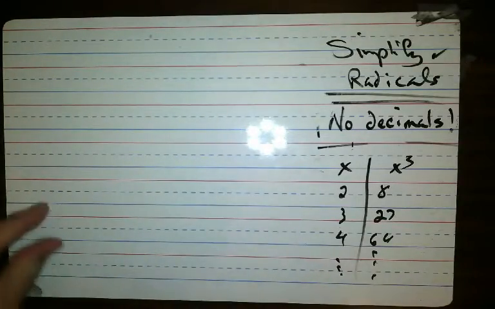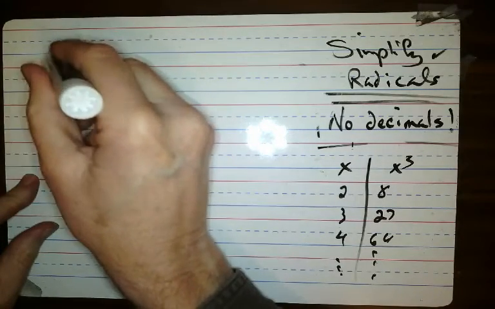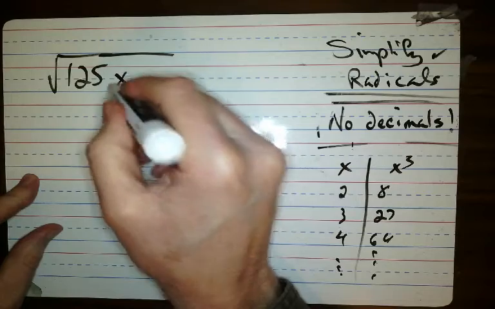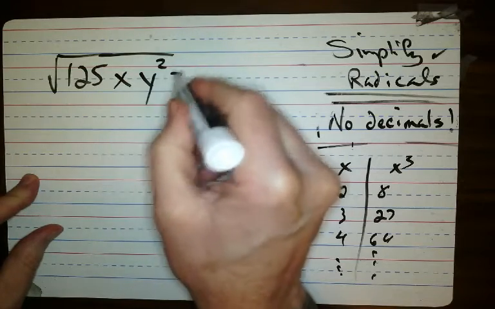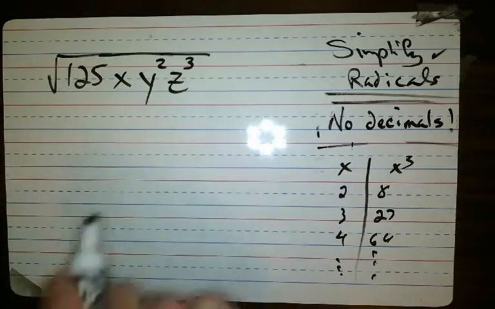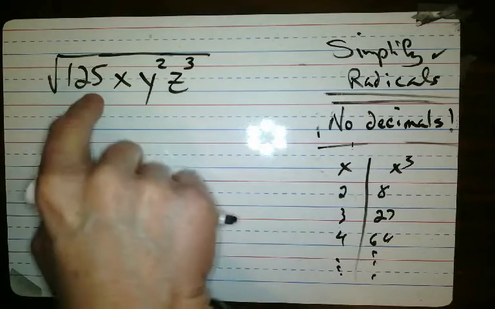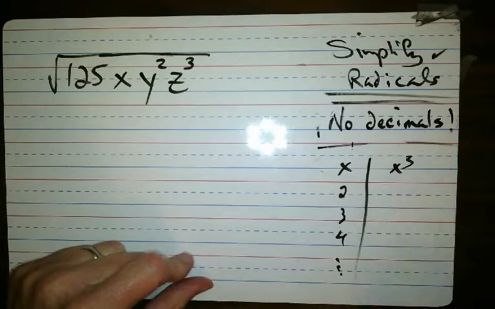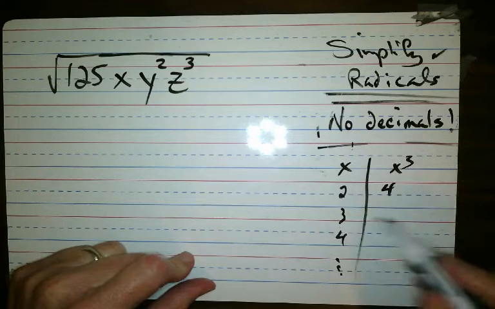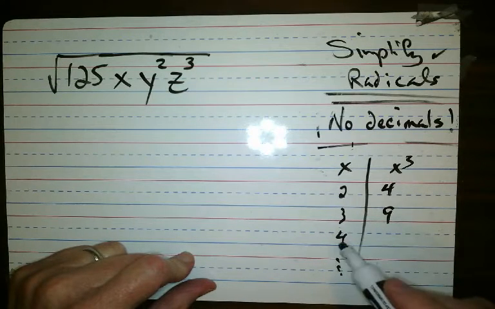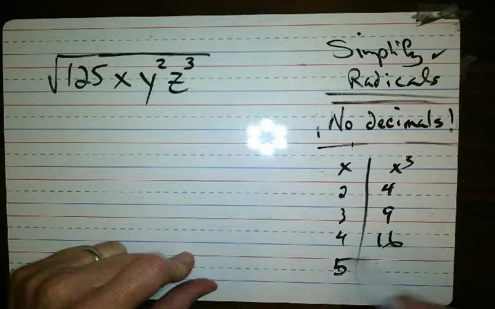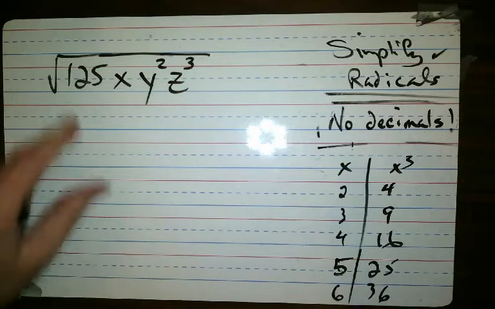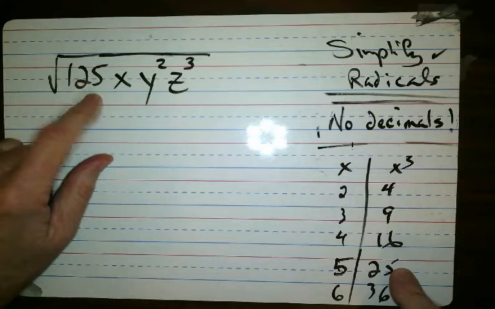Okay, how about this one? The square root of 125 times x, y, z. Okay, now this is square root, right? So instead of x cubes, you want x squareds. So 2 would be 4, 3 would be 9, 4 would be 16, 5 would be 25.